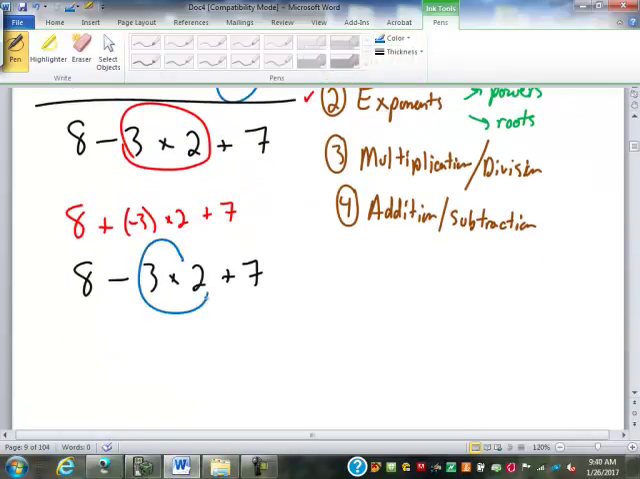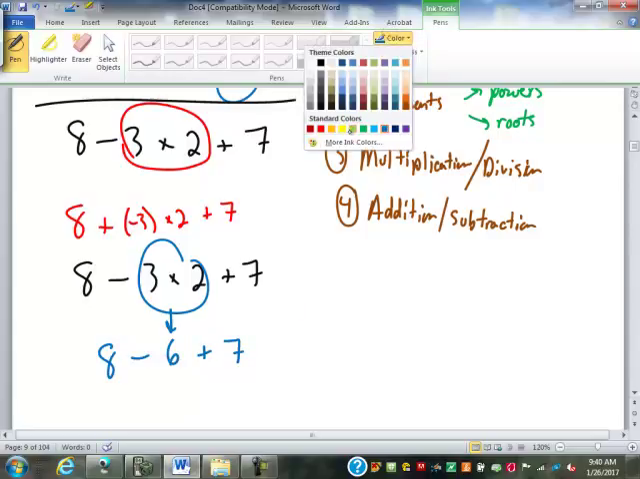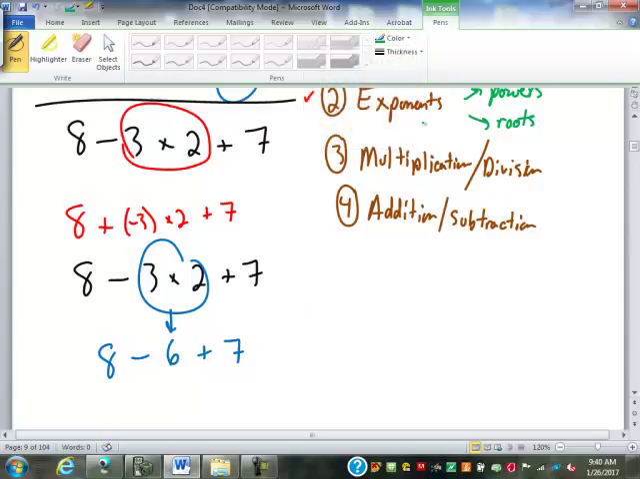3 times 2 is 6. So I take out the 3 times 2 and I replace it with 6. The rest of the problem does not change. Now all I have left, no more multiplication or division, so all I have left is addition or subtraction. And there's one of each. So if there's more than one thing on the same level of priority, then I do go left to right, just like reading a book.